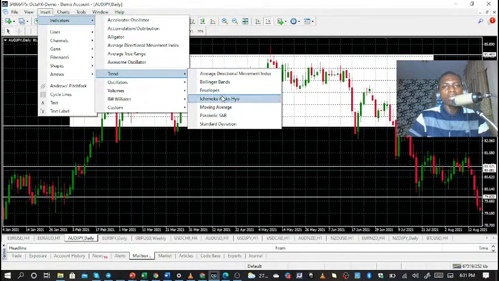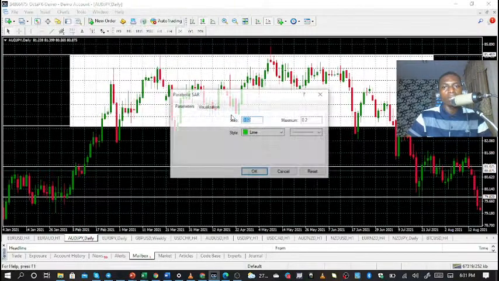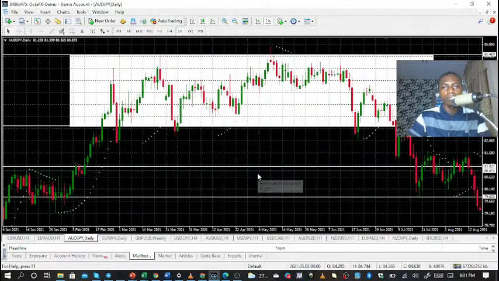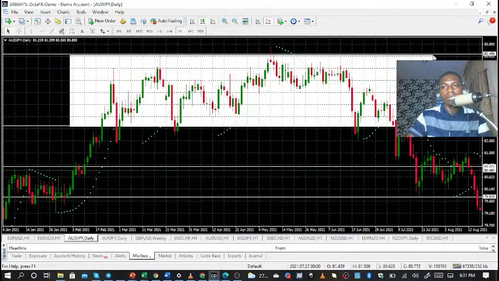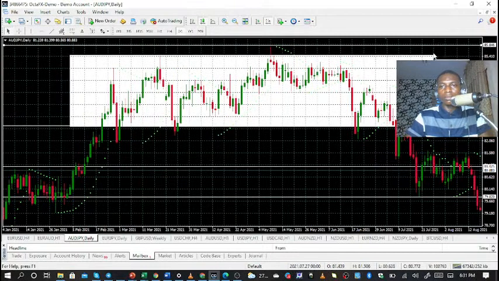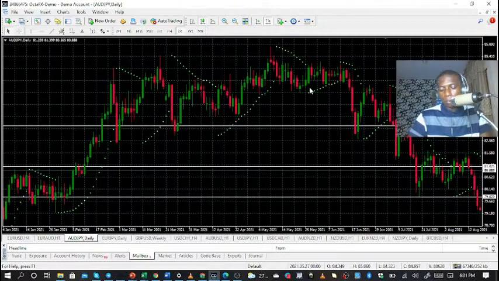Parabolics. Now, I'm sure you can spot some lines and some dots. Can you spot some dots on the screen? Those are parabolics, sir.